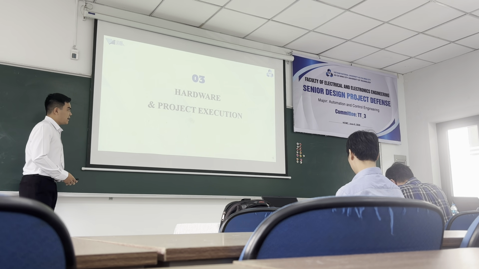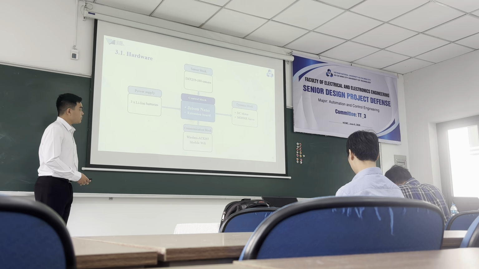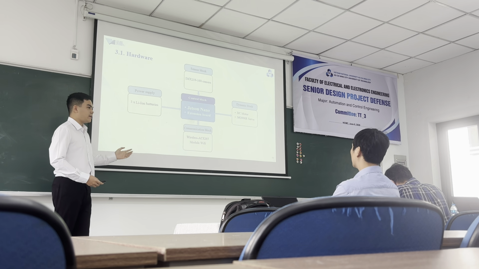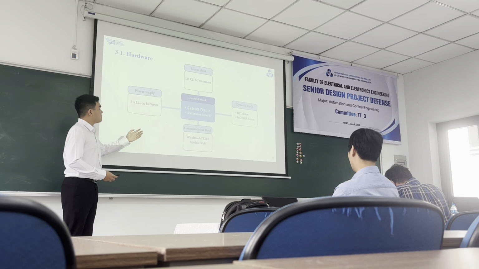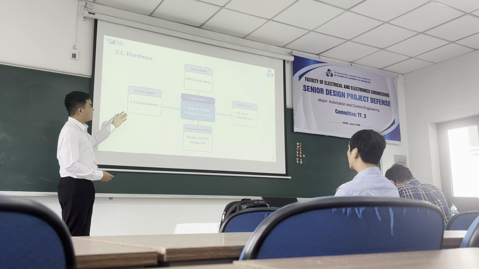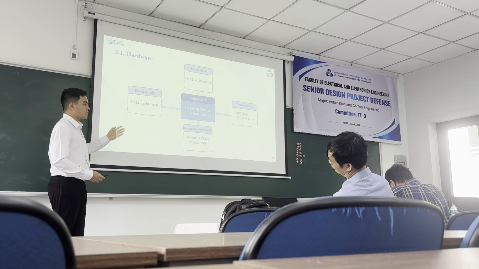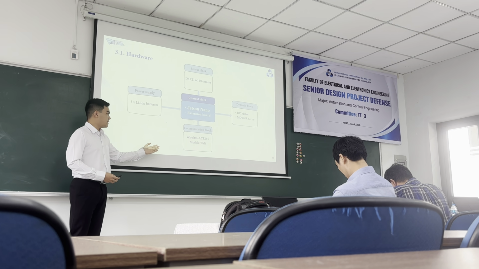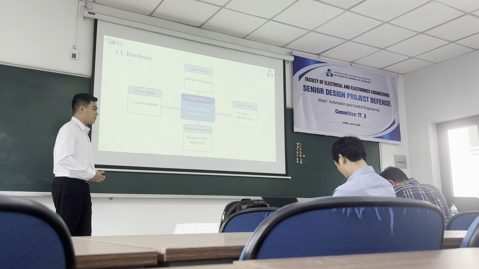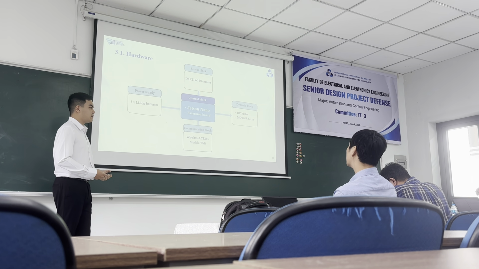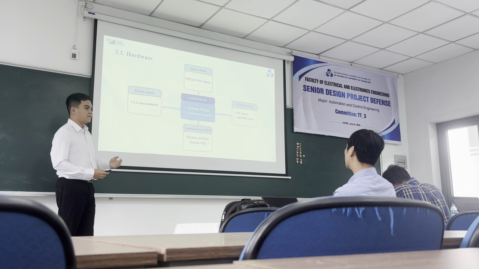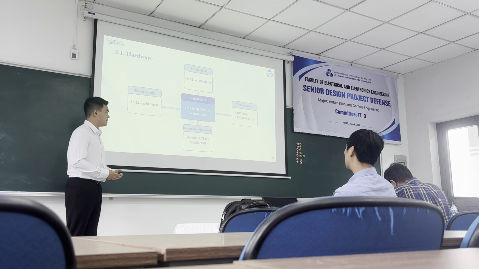Moving to chapter 3, hardware and project execution. Firstly, you can see in this architecture, the main processing unit of the car is the Nano. For the sensor block, I use one camera to capture the raw image frames, and for the communication block, there is a Wi-Fi module that allows me to establish a connection between my laptop and the car, so I can send the run command to the car and receive the live camera feed.